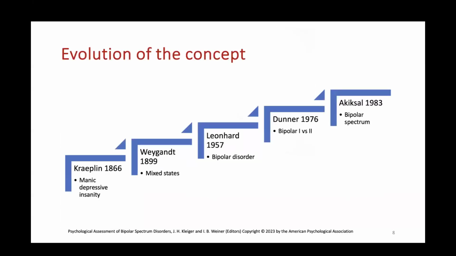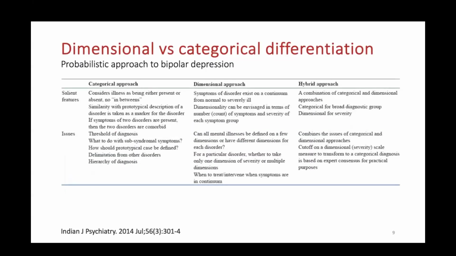And if you look at the evolution of the concept, Kraepelin in 1866 talked about manic depressive insanity. Weygandt talked about mixed states. Leonhard was the man who coined the term bipolar disorders. Dunner talked about bipolar 1 and 2, and it was Akiskal who spoke about the bipolar spectrum from 1 to 6, 1.5, 2.5, 1/4, 3/4, anything you want. So it was Akiskal who gave the concept of the spectrum. So from Kraepelin, we moved on to Akiskal.